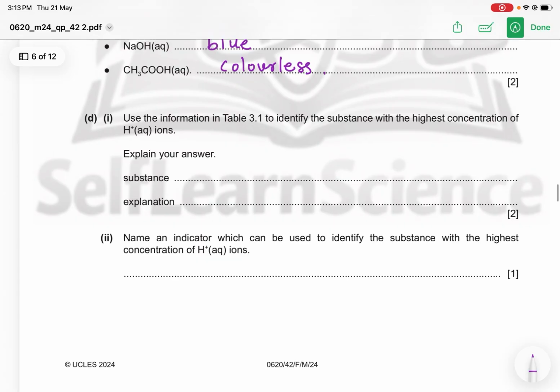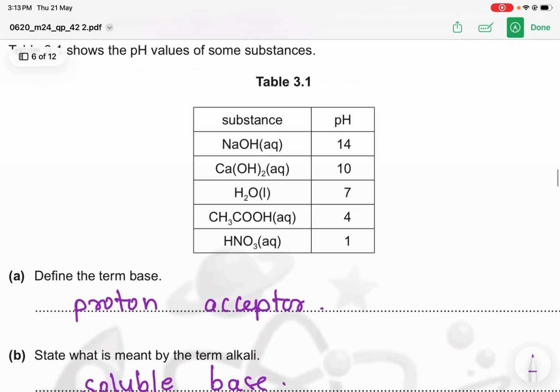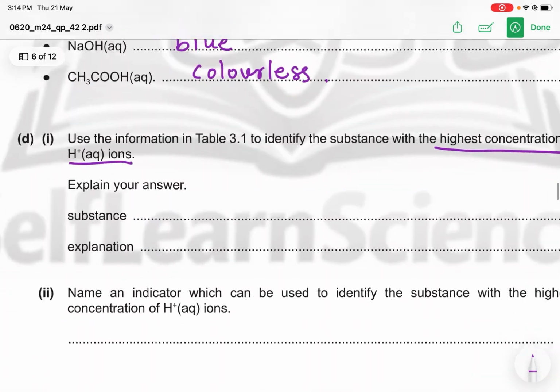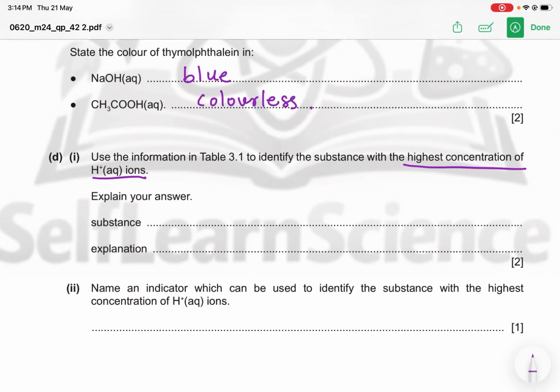Next, use the information in table 3.1 to identify the substance with the highest concentration of H+ ions. Explain your answer. We have to understand that the one which has the highest concentration of H+ ions, meaning the acid has completely dissociated and we have more H+ concentration. Higher the concentration, lower is the pH, and the only substance we can get here is HNO3. So the substance with the highest H+ ion concentration is HNO3, and the reason is it has a low pH.